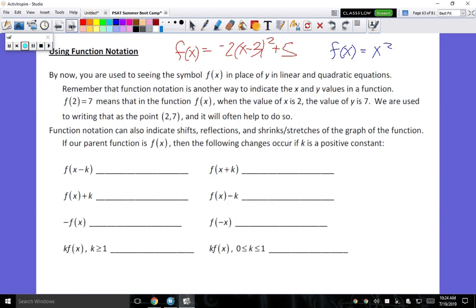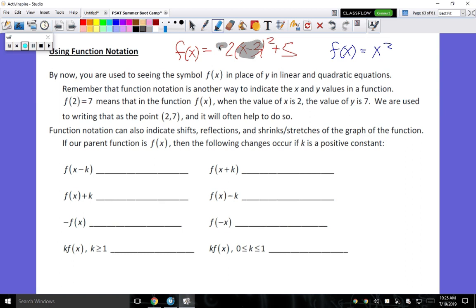Alright. The parent function was x squared. In PEMDAS order, the first transformation was 3 to the what? A shift 3 to the right. What's the next transformation that you see up here? In PEMDAS order.